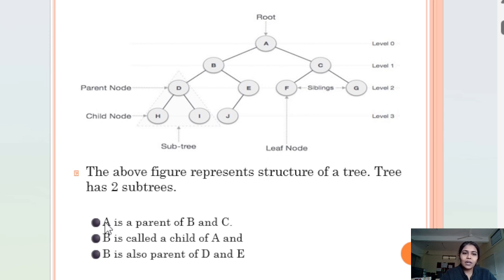The above figure represents the structure of a tree. In the structure of the tree we see two subtrees. A is the parent of B and C. B is called a child of A, and B is also the parent of D and E. Here also, the same way, C is the parent of F and G, and C is a child of A.